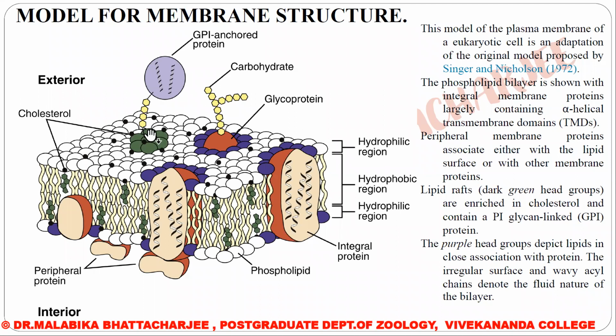These are areas where a lot of molecules come together, interact, and form platforms. These lipid rafts are mainly enriched in cholesterol and GPI anchored proteins. We'll talk about the GPI anchored proteins later on. And you can see the waviness of the fatty acid molecules. The inner surface with this wavy acyl chain actually denotes the fluid nature of the lipid bilayer.